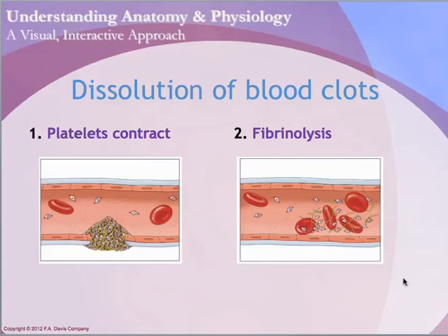After the vessel is healed, the chain of reactions converts plasminogen to plasmin, and plasmin dissolves the fibrin mesh network and the clot breaks up. And this is called fibrinolysis. So it's a two-step process there, but pretty simple, pretty straightforward.